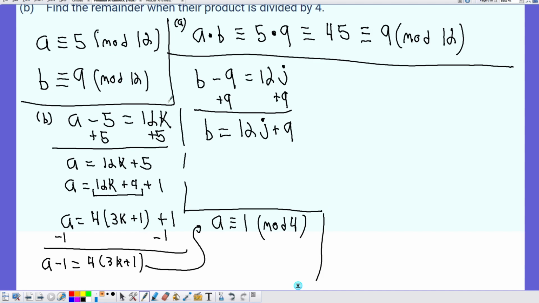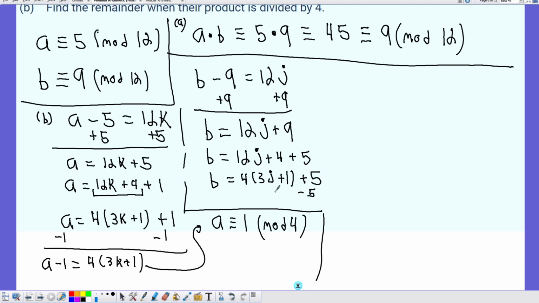This is still part B, but I'm trying to separate my work for A and the work over here. So what can we do with the next part? Again, looking for multiples of 4, I'm going to rewrite 9 as 4 plus 5. And in a similar manner, factor out a 4. We have 4 times, not 4 times J, 3 times J, because 4 times 3 gives us the 12. So (3J plus 1) times 4 plus our 5.